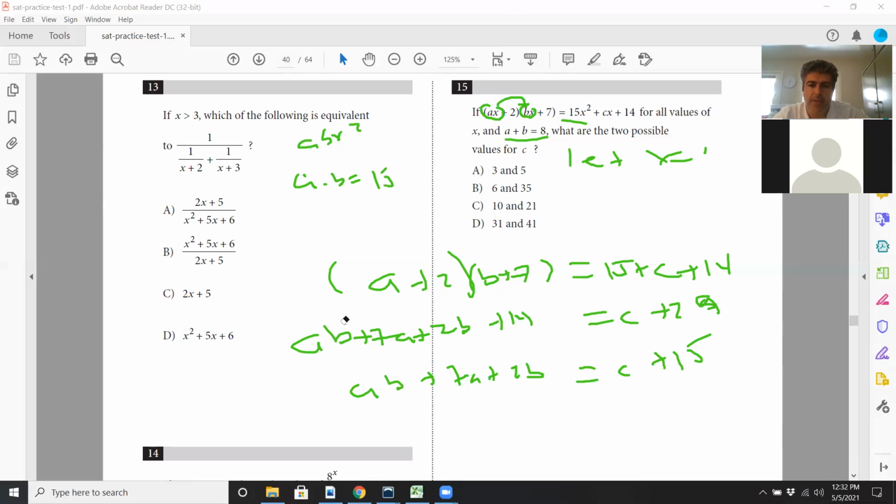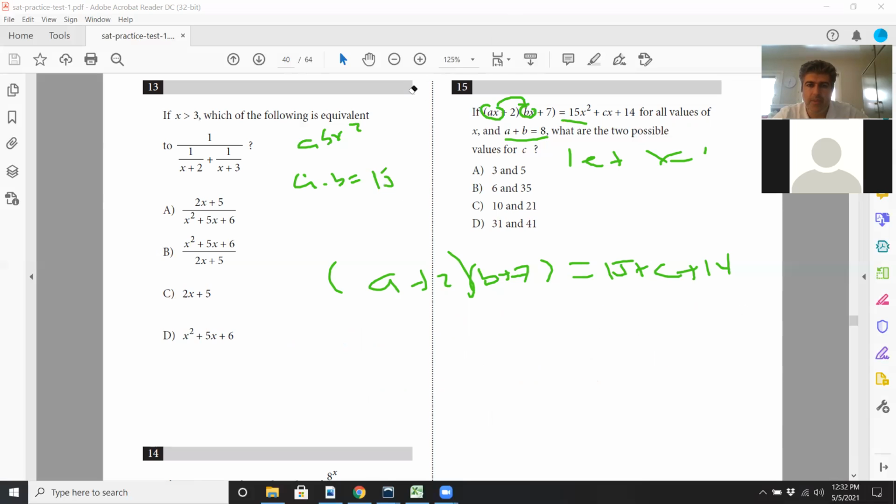So kind of backtracking a little bit, because that was kind of crazy when I did all that FOILing. So maybe I'll just let a be 3 and b be 5. So 5 times 12 is 60. And that's c plus 29. So c is 31. And you can reverse a and b, and I think you'll get 7 times 10, which is 70. So you have 41 as well.